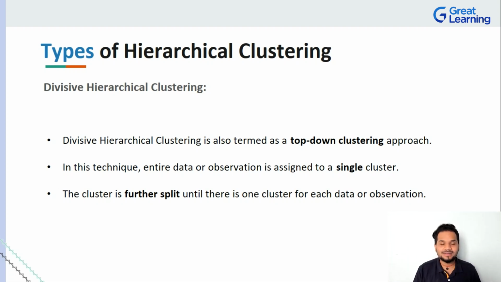What we do later, since the name itself suggests divisive, we have to divide it into clusters, right? So we're going to be basically splitting it based upon certain conditions, based upon some observations, or based upon certain similar characteristics. We'll be splitting it into further clusters and giving room for each of these data points, or each of these observations, to have their own clusters, right?